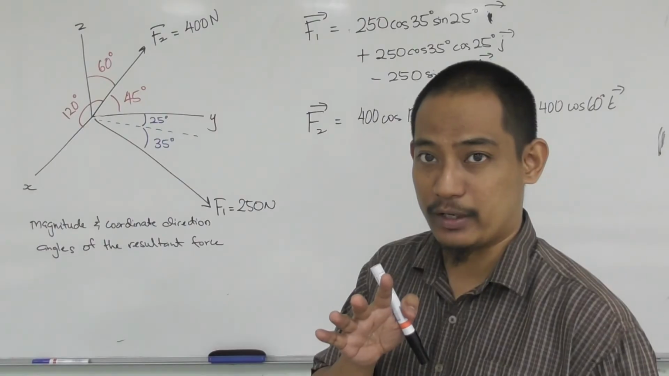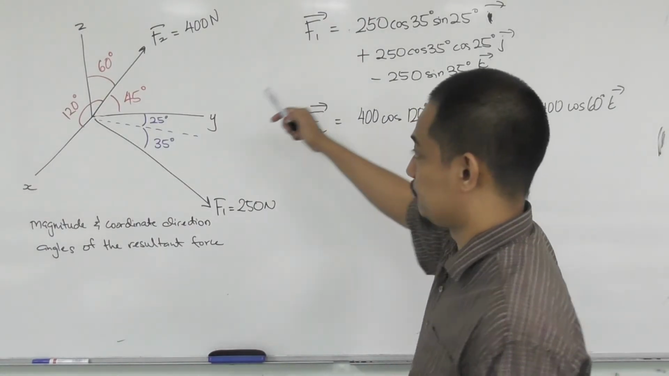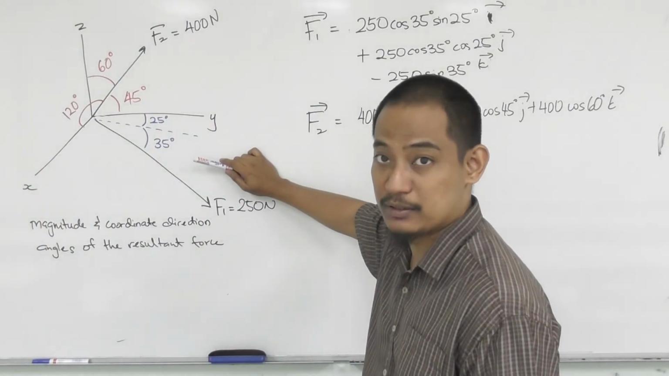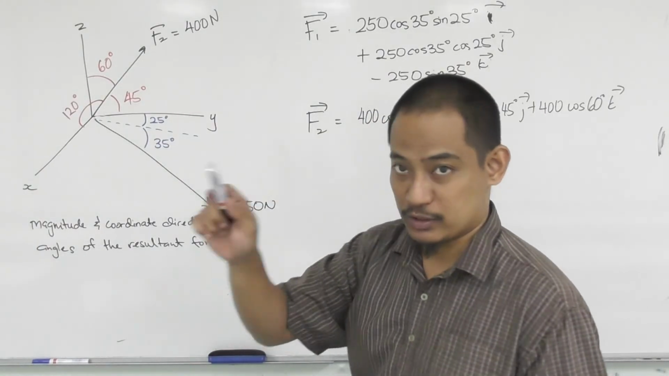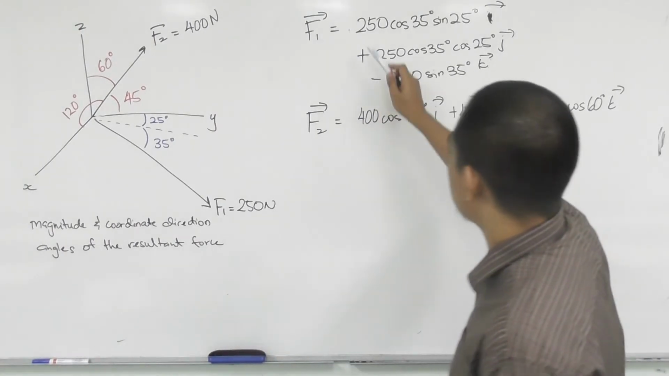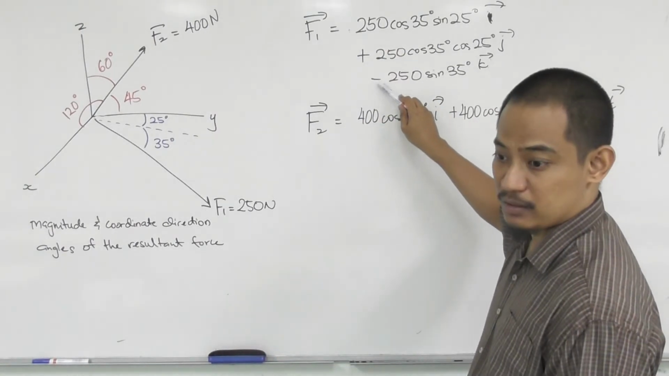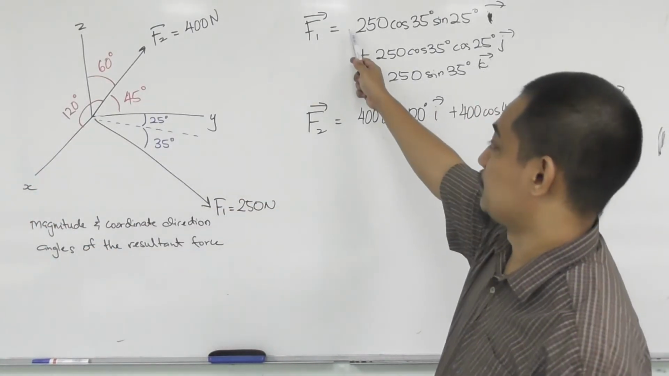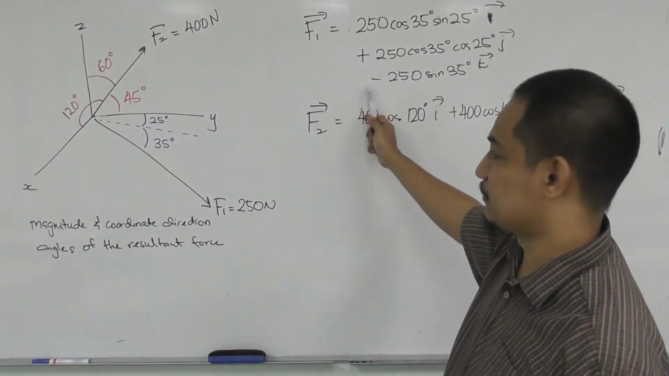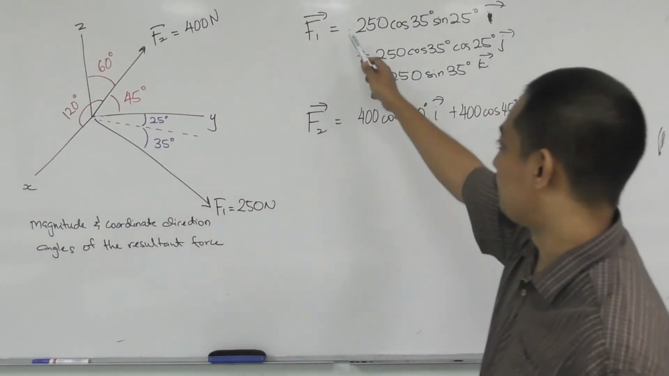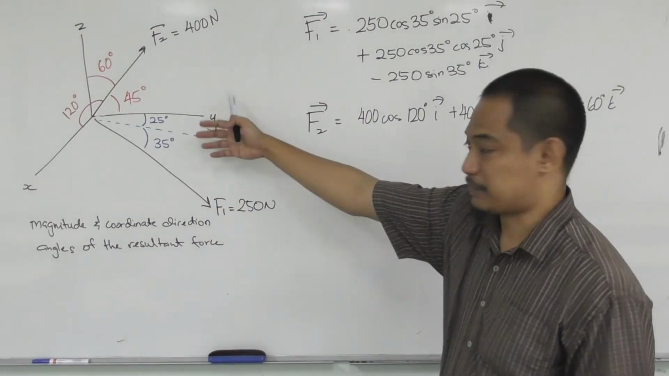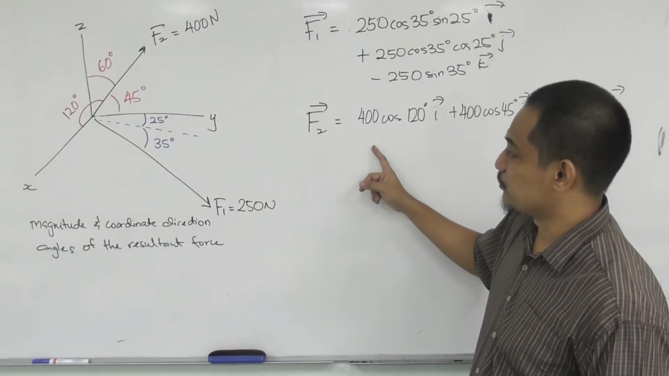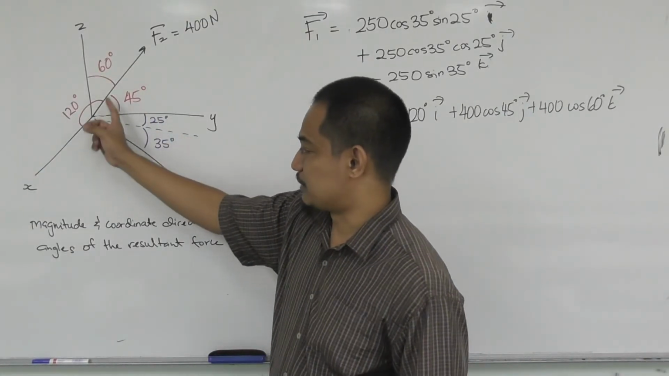Now, this is where it is different. When you have projected direction angle, you have to use the triangle. That's number one. Number two, positive or negative depends on whether it goes to the positive side or negative side of the axis. Right? In this case, positive x-axis, positive y-axis, negative z-axis. So you have to apply positive and negative by inspection, by visual. But here, you will see that actually F2 goes to the negative side of the x-axis, right?